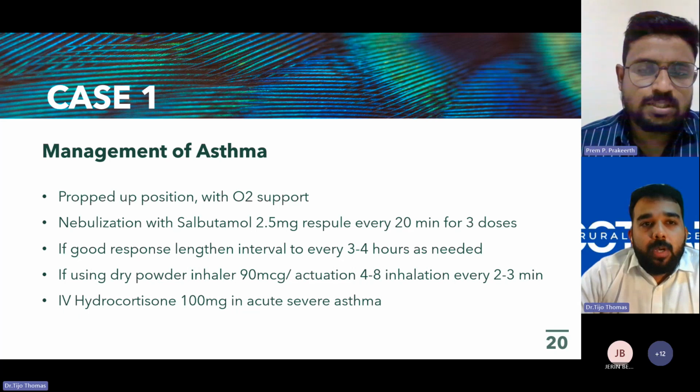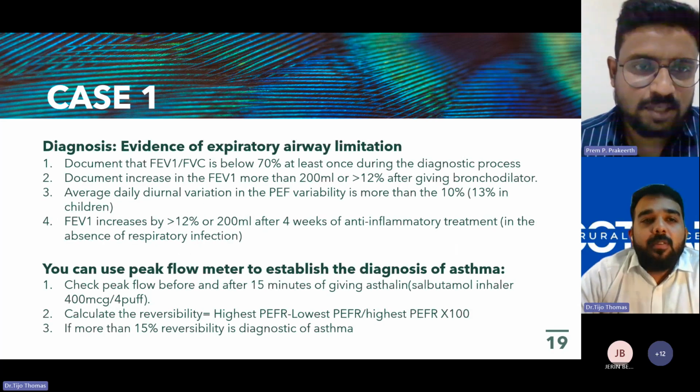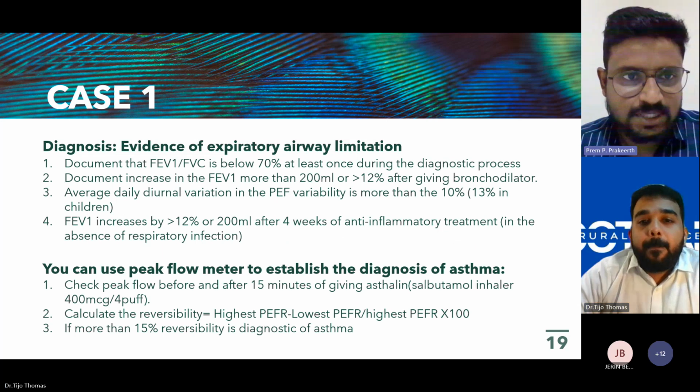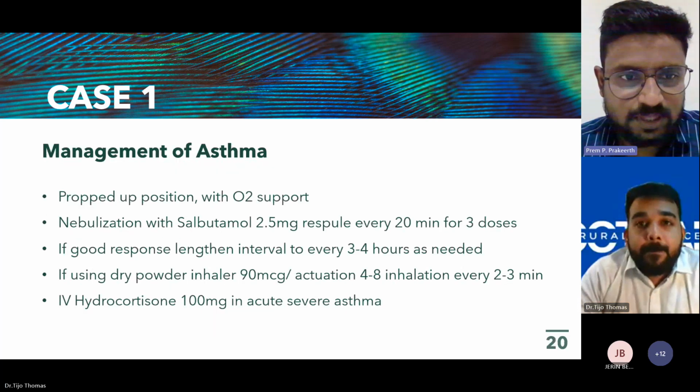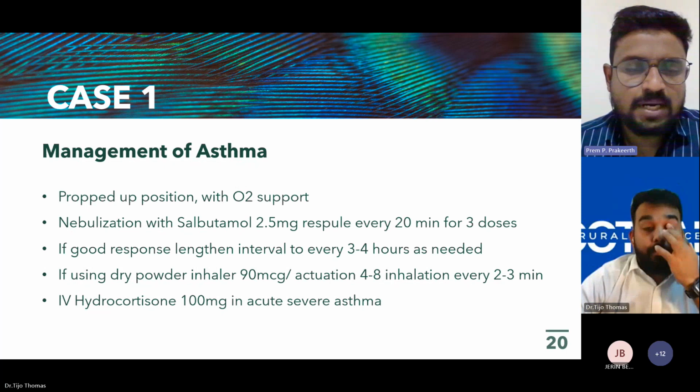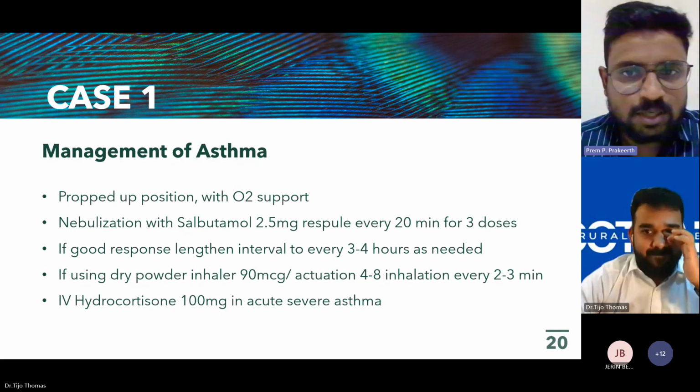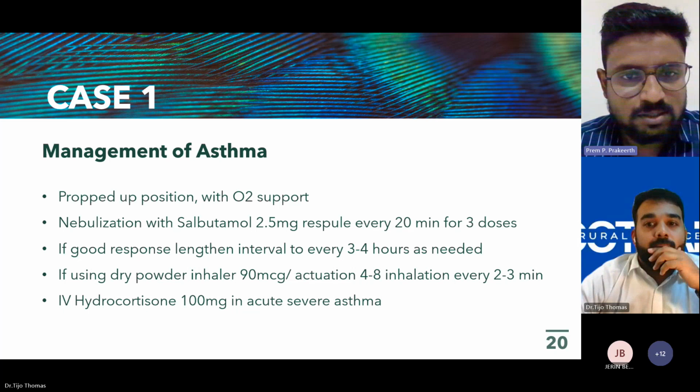So this is basically the management of acute asthma, acute exacerbation of asthma. When it's a mild to moderate exacerbation, you can do all these things in your setup.